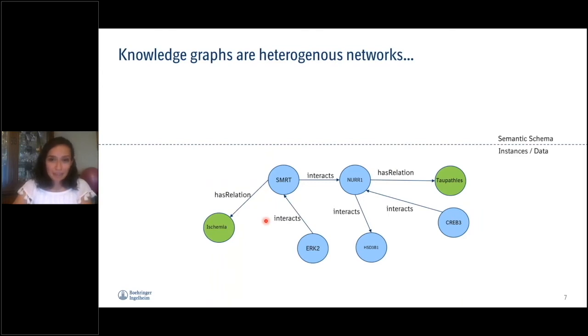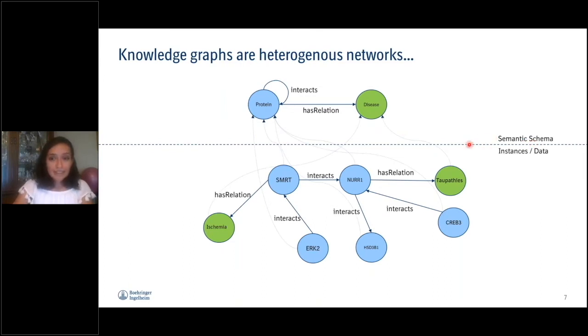But what makes them different from networks is that they have a semantic schema defined on top of them. In this case, the semantic schema defines the entities and their relationships that exist in our knowledge graph. In this example, we have the protein class and the disease class. We also define that a protein interacts with a protein class and has a relation to a disease class. And once we define this domain entity, the semantic schema, we populate our ontology with data as instances, and then we have the knowledge graph in the end.